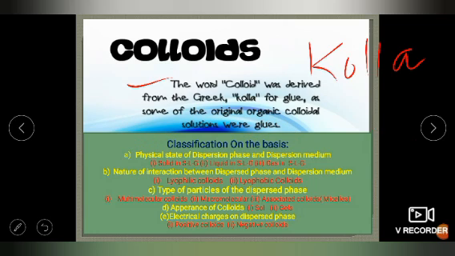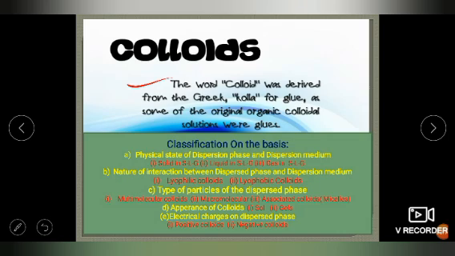The second classification is on the basis of the nature of interaction of the dispersed phase and the dispersion medium, that is, the way the dispersed phase interacts with the dispersion medium. There are two types, lyophilic and lyophobic. Lyophilic is liquid loving, and lyophobic is liquid hating colloidal substance.